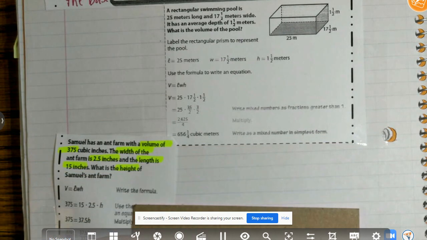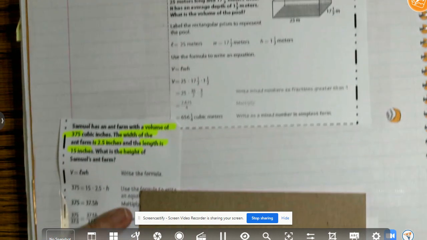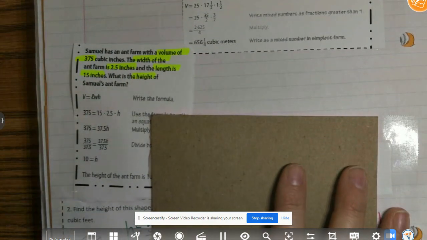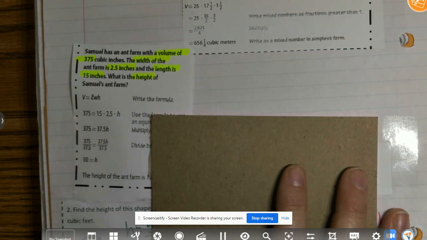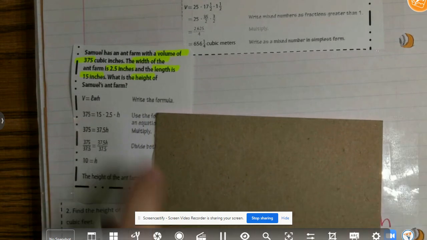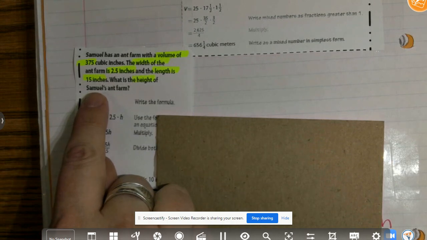Okay? All right, here we have another question. Now that was finding the volume. Here we're given the volume. Samuel has an ant farm that has a volume of 375 cubic inches. The width of the ant farm is 2.5 inches and the length is 15 inches. What is the height?